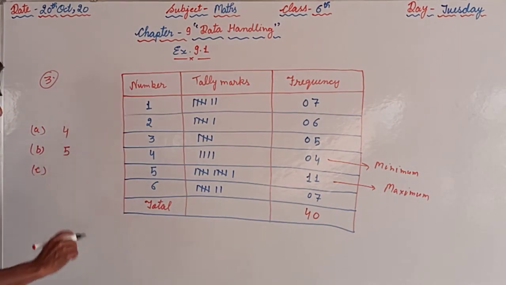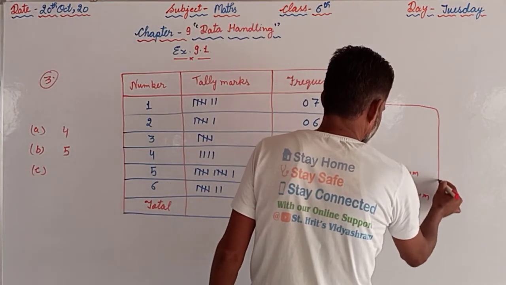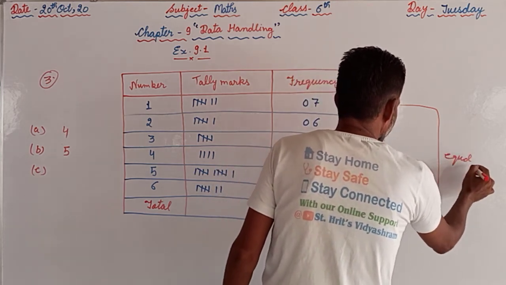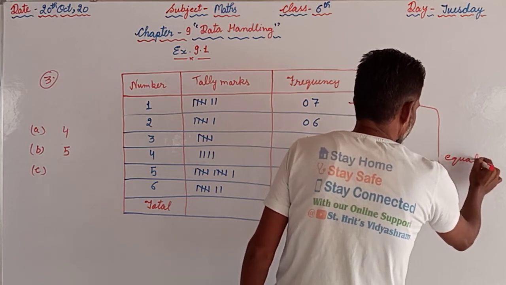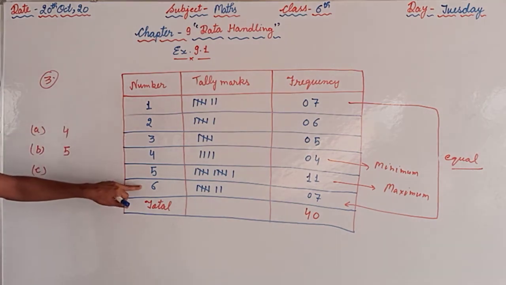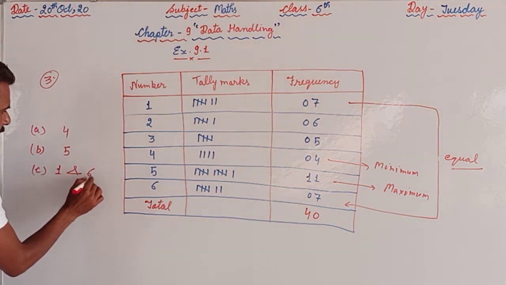And at last the C part is there. In the C part, find those numbers that appear an equal number of times. 1 appeared 7 times and 6 also appeared 7 times. So the numbers are 1 and 6.